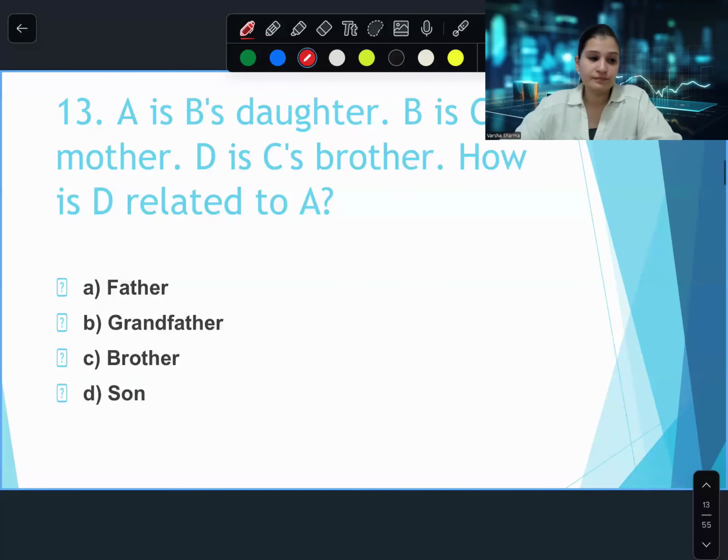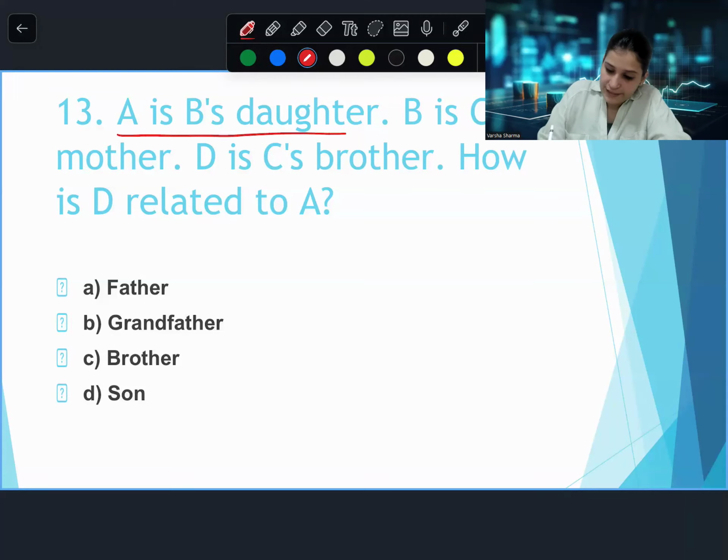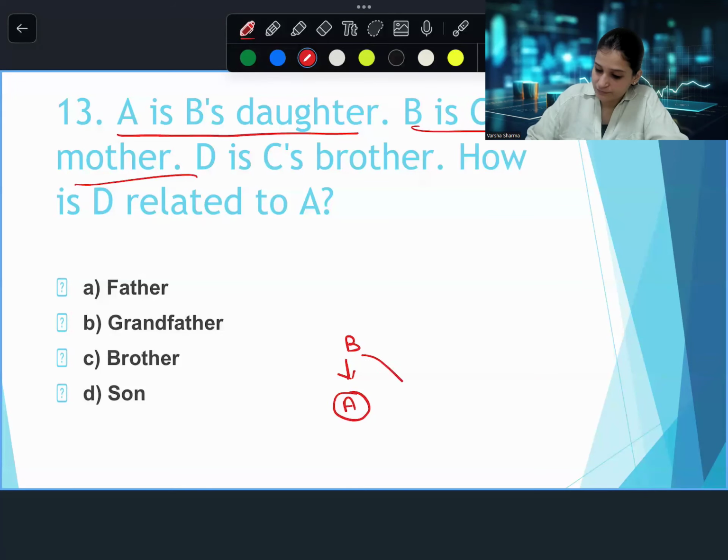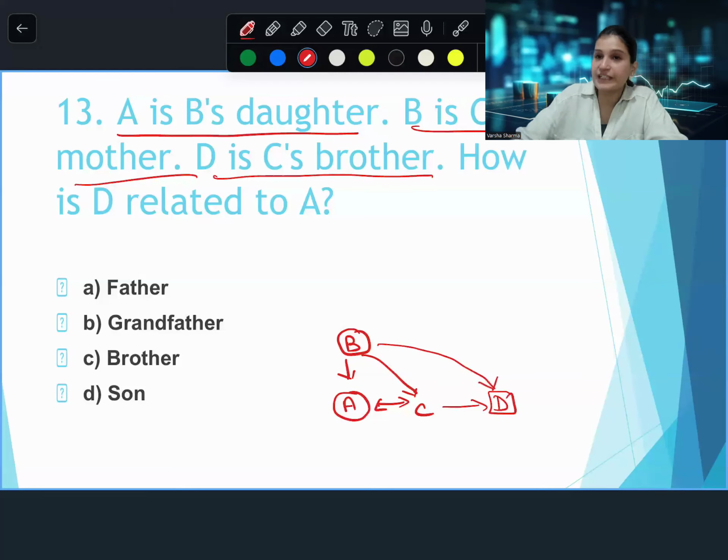13. Brother. A is B's daughter. B is C's mother. If B is the mother of C and B is the mother of A, they both are either brother, sister, or sister, sister. D is C's brother. So B is also the mother of D.